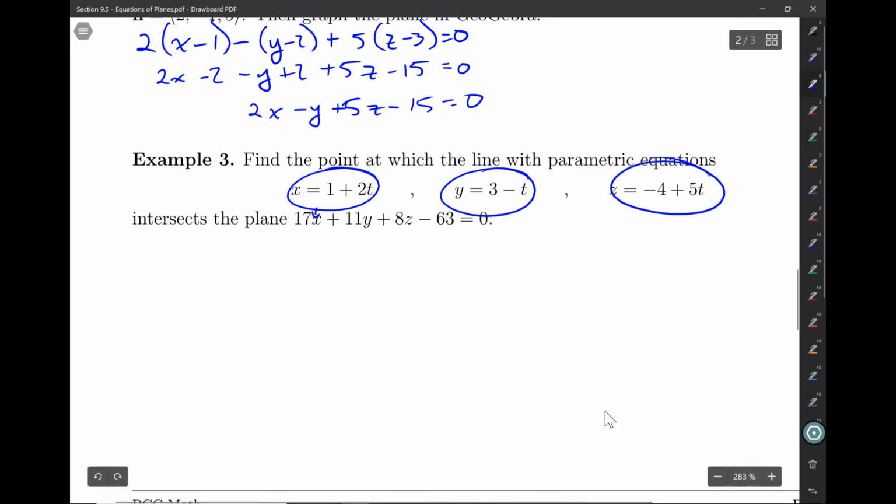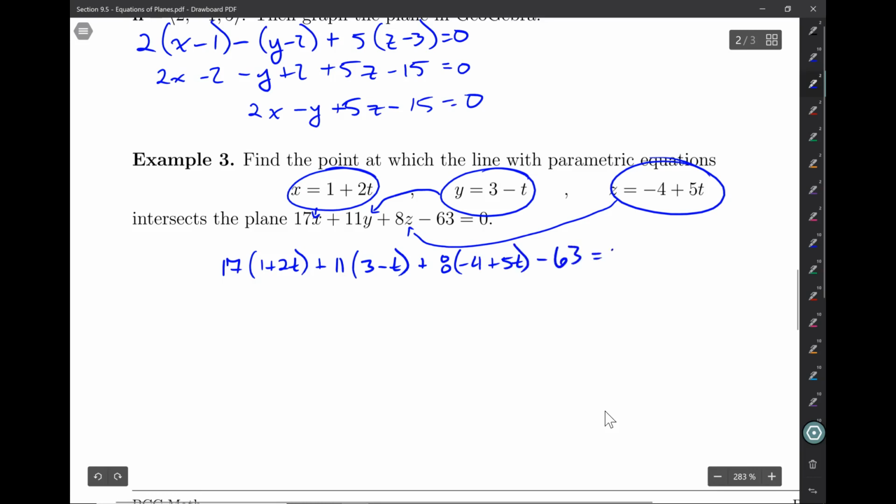So we want to take all of the information for this line and plug it into the equation that involves the plane. We know that x is 1 plus 2t, so let's replace that x there with a 1 plus 2t. We know that y is 3 minus t, so let's replace this y with a 3 minus t. We know that z is negative 4 plus 5t, so let's replace that z with a negative 4 plus 5t. And nothing else changes.